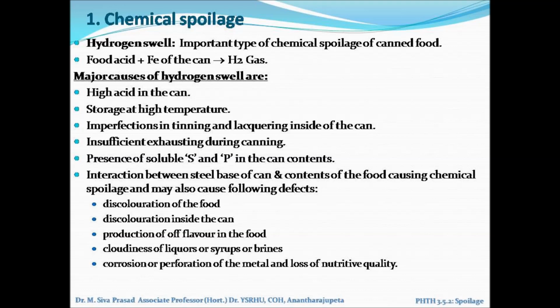Or it may be due to an interaction between the food and the acid. The reaction between the food and the acid will also cause the production of hydrogen gas. Meanwhile, it also causes production of various off flavors, discoloration or cloudiness of the foodstuff, leading to an unacceptable condition of the foodstuff. It can also be due to insufficient exhaustion. When the cans are not properly exhausted, this will cause spoilage due to chemical reactions.